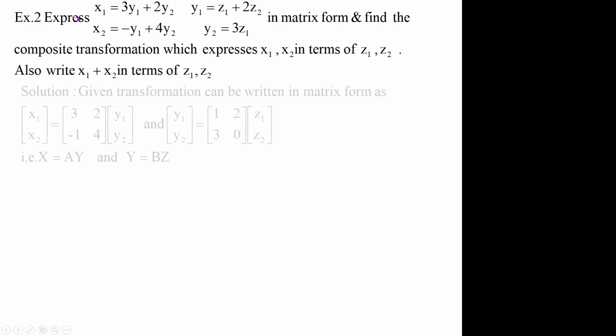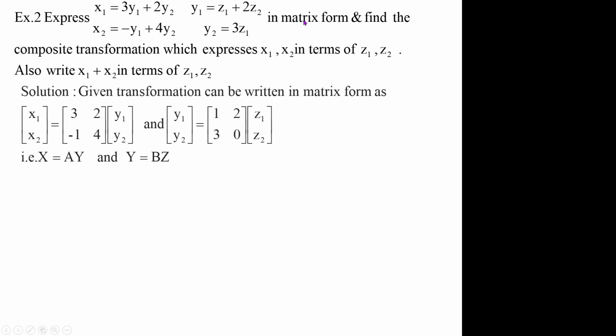Now let us see another example. Expressing this in matrix form is the first target. Then find the composite transformation which expresses x1, x2 in terms of z1 and z2. So the second task is to express x1, x2 in terms of z1 and z2, and once we get that, we have to write x1 plus x2 in terms of z1, z2. So let us find this one by one. First, to write in matrix form.